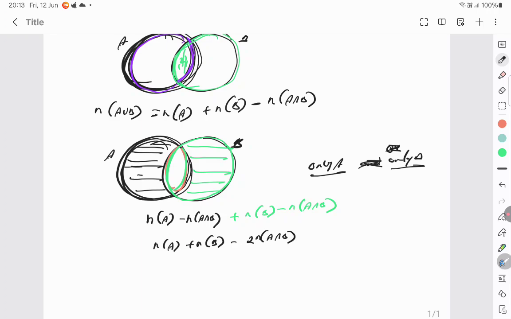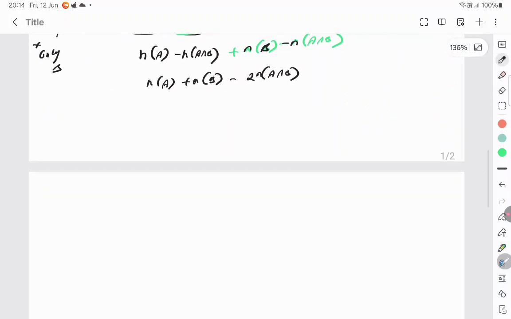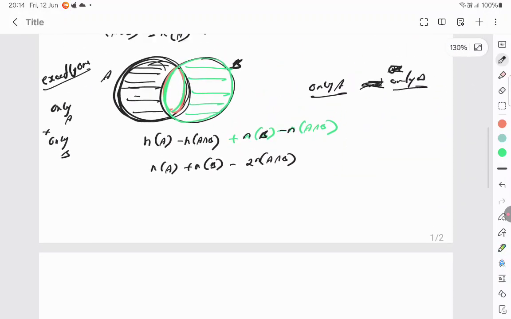See the way they've arrived at this formula. This is for only A plus only B, or we can say exactly one. The other word is exactly one. It refers to only A plus only B, which is n of A minus n of A intersection B plus n of B minus n of A intersection B, which is n of A plus n of B minus 2 times n of A intersection B. Okay, so that's about exactly one.